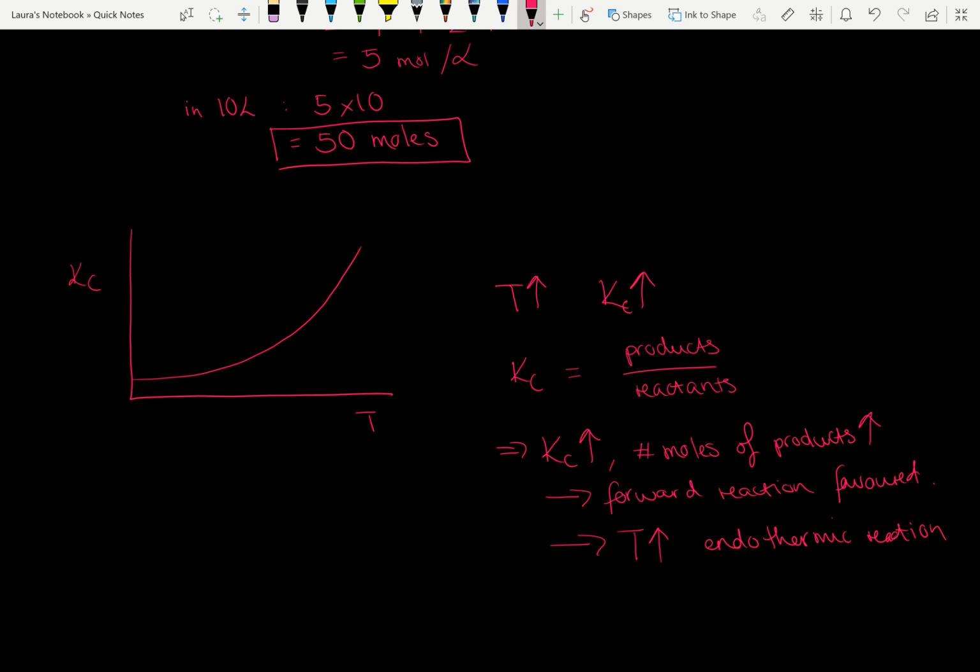So the question asks us about the dissociation. So we have just figured out that the forward reaction, which is the dissociation, is endothermic. So therefore, our dissociation is endothermic.